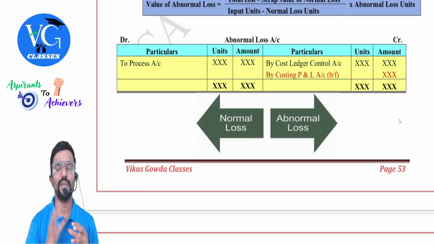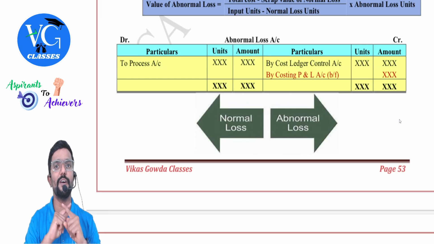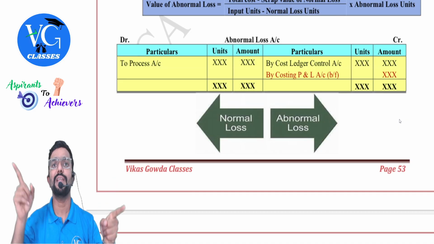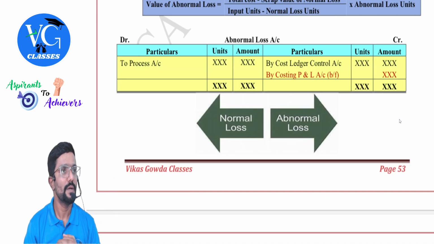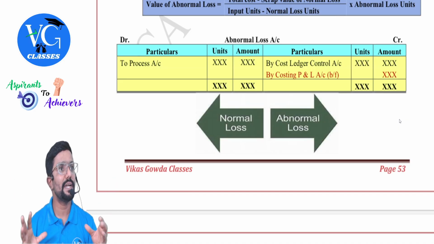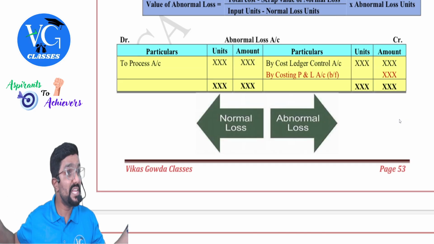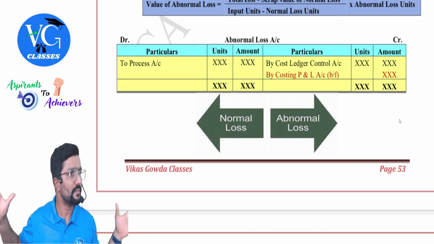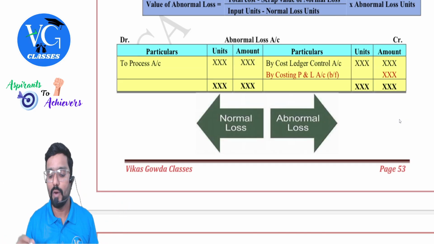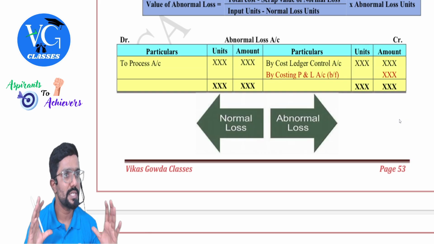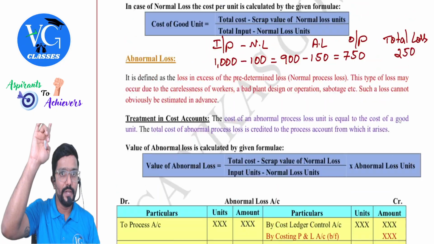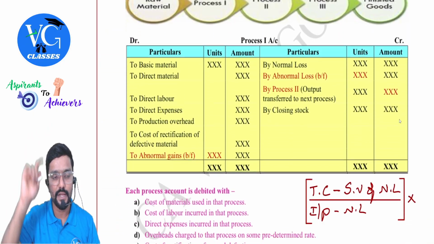See, in the exam, if they have just given scrap value, take it for both normal loss units as well as abnormal loss units. Whereas, if they have given it separately, a separate scrap value for normal loss and a separate scrap value for abnormal loss, please take it accordingly. Clear? And whatever is the net loss will be the balancing figure. Transfer it to the costing P&L account.